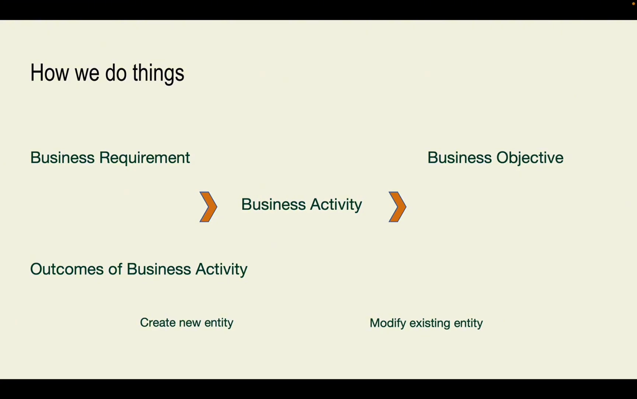Business activity always involves some kind of creation or modification. Let me give you two simple examples. First, we want to eat a steak. That's a business requirement. Turning the beef into a steak is a business activity. Finally, eating the steak is the business objective. In the process, the beef is modified into a steak.